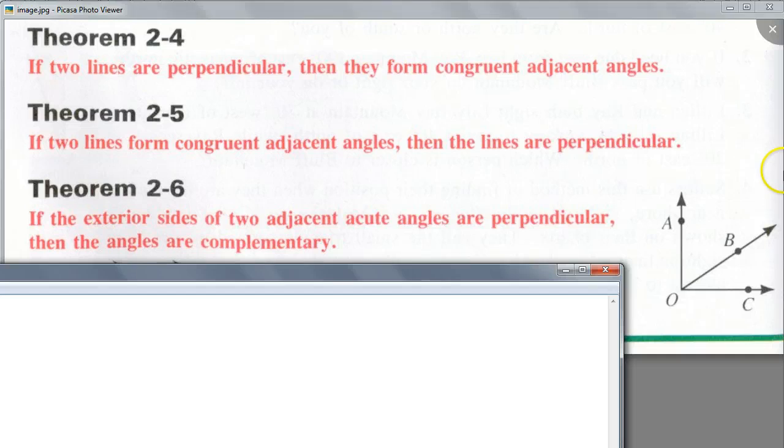They don't always. This ray OB does not have to bisect this angle every time for them to be complementary, right? Because this angle could be 10 degrees. This could be 80. Right here, angle BOC could be 10 degrees, angle BOA could be 80 degrees. As long as they add up to 90, they're complementary. They don't have to be 45 degrees, right? The definition of complementary angles says, as long as they add up to 90, they're complementary.